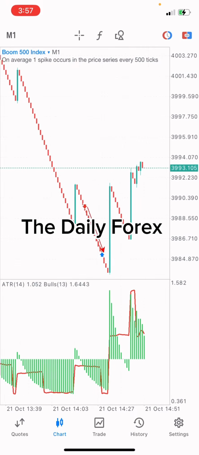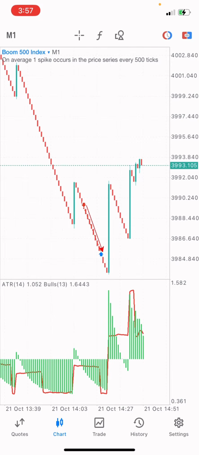So in today's video, I'm going to share with you guys a powerful strategy for Boom 500 index using two indicators, which are the average true range and the bull's power. Now we're going to be taking just candlesticks from this market. We're not going to be catching spikes, so we're going to be avoiding the spikes.